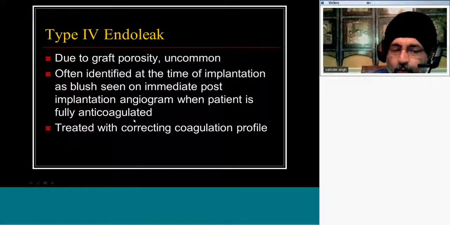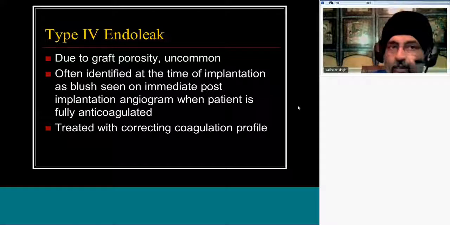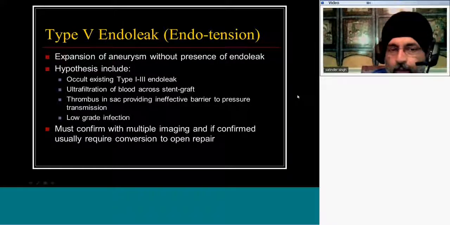And this usually occurs in patients who are fully anticoagulated. Once you treat the coagulation profile, this will gradually go away. So this type of leak is not seen on imaging study, but it's usually seen in the perioperative period. The type 5 endoleak, which is also known as endotension, is actually more difficult to detect.